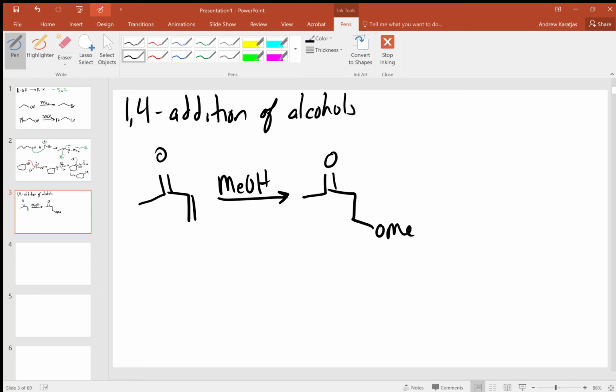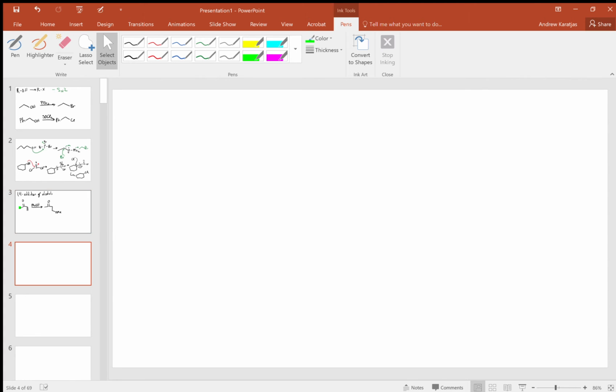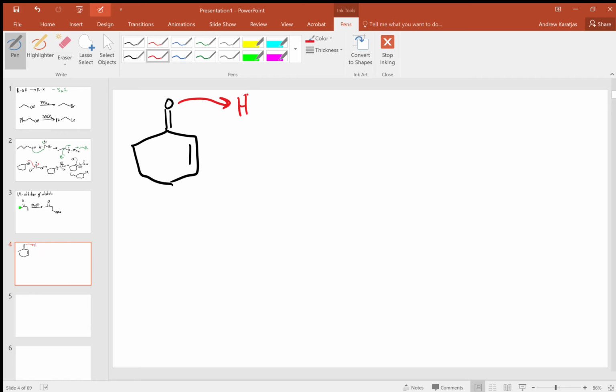Under basic conditions, if you tried to make the oxygen anion, things like methoxide are also strong bases, and you run into problems with potentially deprotonating the carbon adjacent to the carbonyl. So typical alcohol additions, whether it's 1,2 or 1,4, are done under acidic conditions. And we know that's going to start with protonation of the carbonyl.